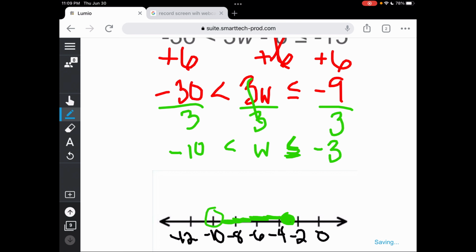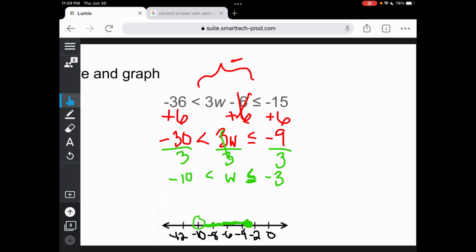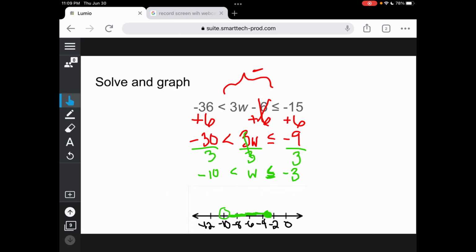So what I'm being asked to do here is look at this original problem and find the w's such that if I take 3 times that w minus 6, my number is going to be in between negative 36 and negative 15. Well, negative 8, negative 5, negative 6, negative 3. All these numbers in that green shaded area are possible numbers. And that, ladies and jelly spoons, will do it. It'll do it just fine.